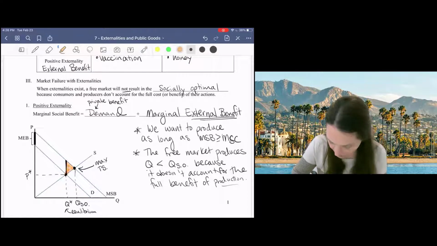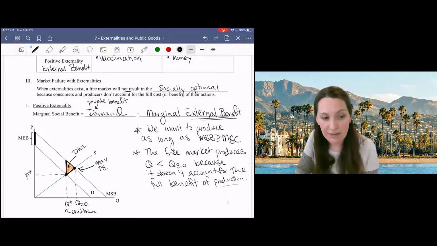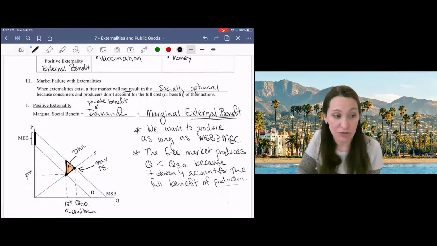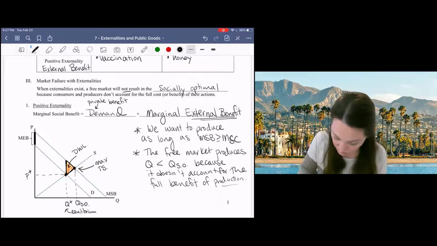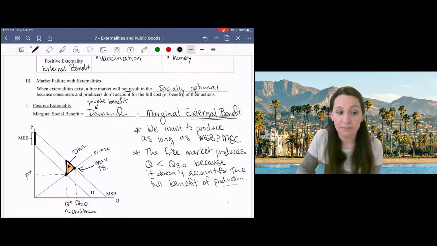The deadweight loss triangle is going to be this triangle here, because this triangle represents the surplus that you could achieve at the socially optimal quantity that you do not achieve at the market equilibrium quantity. It is the area between the marginal social benefit curve and the marginal social cost curve, in this case just the supply curve, that is not captured at the market equilibrium.